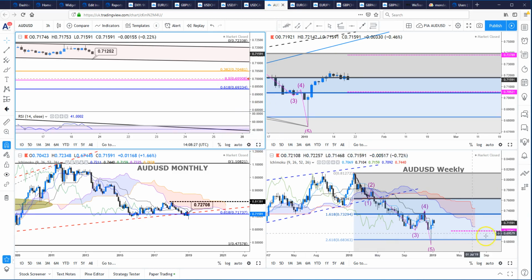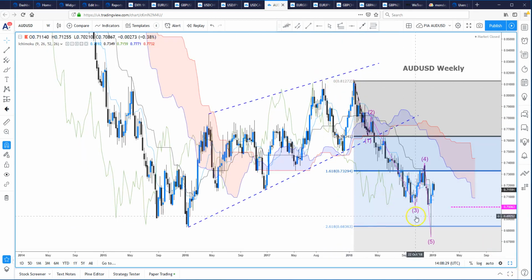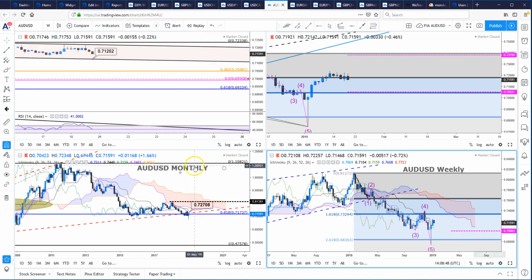Aussie dollar weekly chart, we completed a 5-wave count to the downside. Last week's price action posted an inside harami. We've got some bespoke resistance up here, so I think what we are going to do is move higher and then move lower to form probably a reverse head and shoulders, and then move again to the upside.